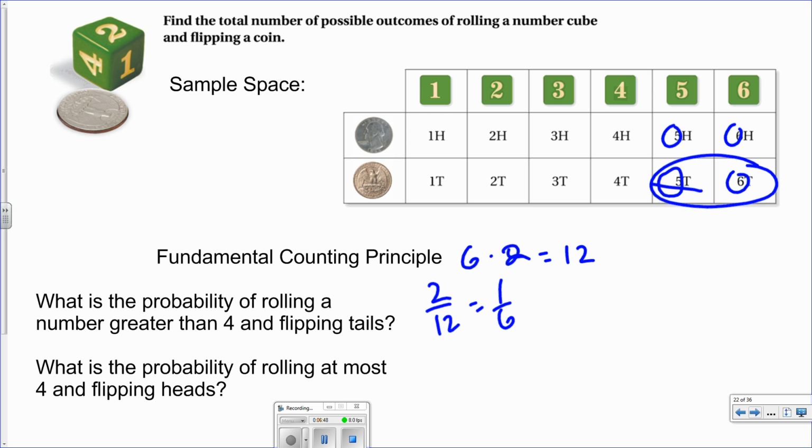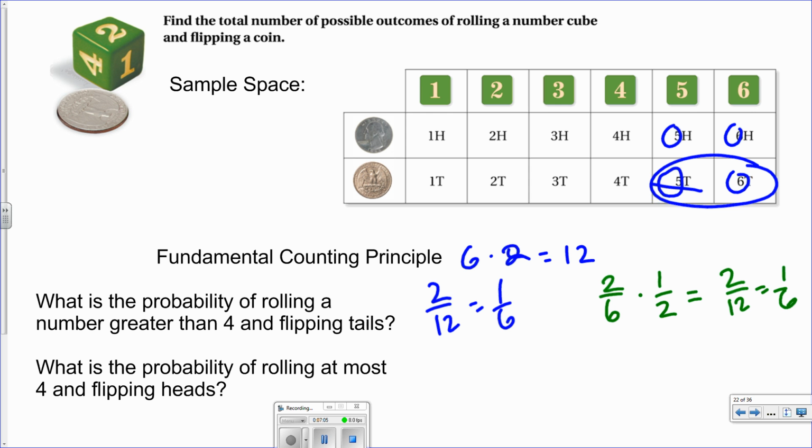You could do that without a table, though. The probability of rolling a number greater than 4 was 2 out of the 6. Tails would be 1 out of 2. And if you work this out, you get 2 12ths, which is 1/6.